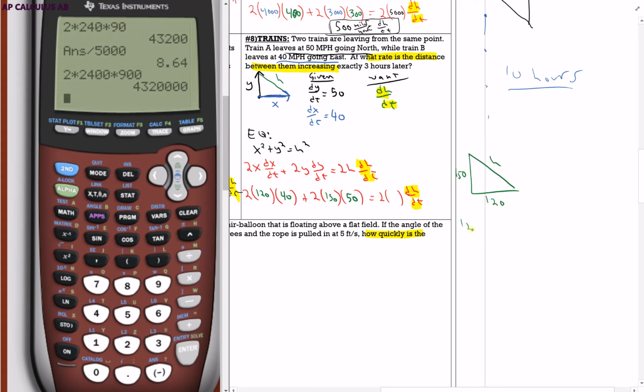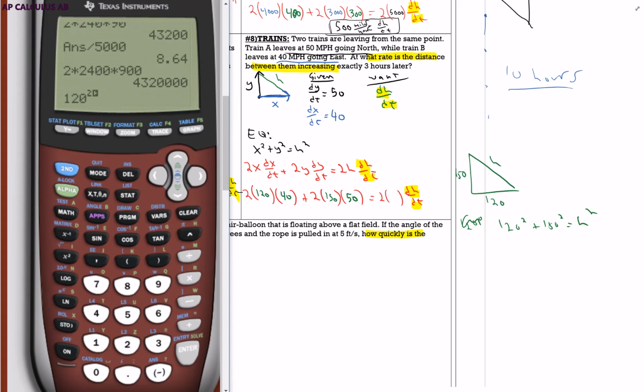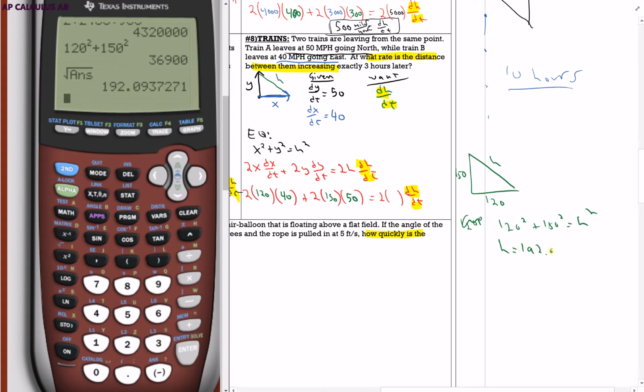Pythagorean theorem, right? 120 squared plus 150 squared will give me h squared. So 120 squared plus 150 squared is going to give me that, and we take the square root of that and we get 192. So h is 192.093. That's what goes here, 192.093. And then we solve this whole thing, right?